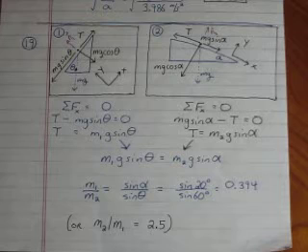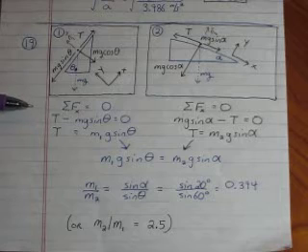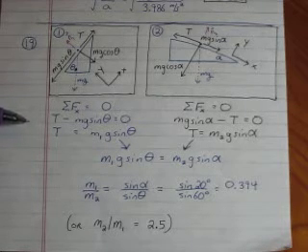As I've told you in class, when we're dealing with multiple objects, we can use totally separate coordinate systems. So when we apply F equals ma to the first object, the sum of the forces in the x direction equals 0. So tension minus mg sine theta equals 0.